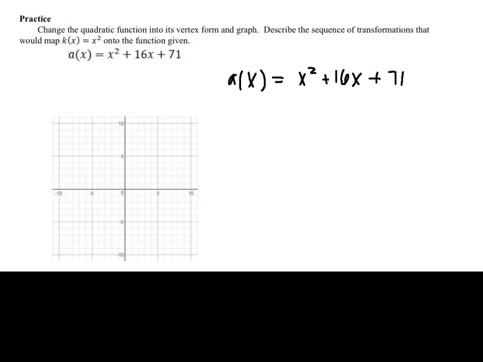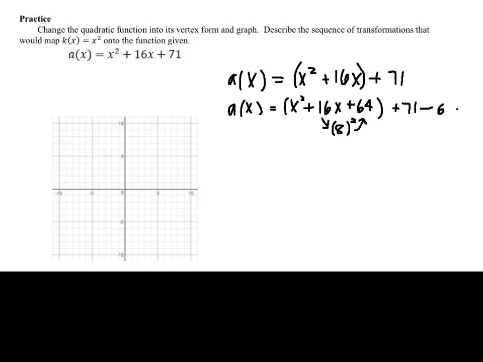The first step is to group the variable terms together. Then from here, it looks like the leading coefficient is already equal to 1, so I don't have to factor anything out from the variable terms. I'm just going to go ahead and complete the square. So x squared plus 16x, I'm going to leave a little bit of space, plus 71. Take half of the b value, which is 16 divided by 2 equals 8. Take 8, square it, and then I'm going to add 64 to complete the square. Again, technically I added 1 times 64, so to balance the equation I'm also going to subtract 64 from the equation as well.